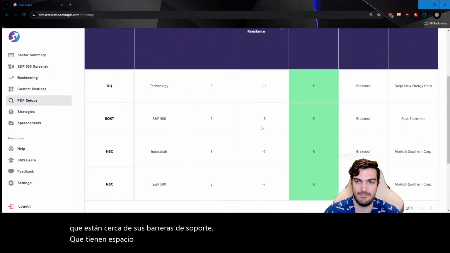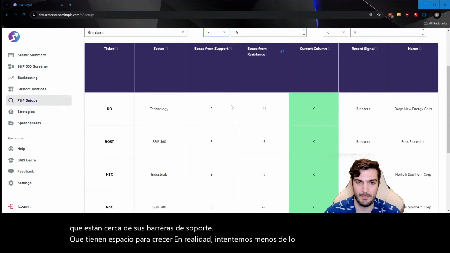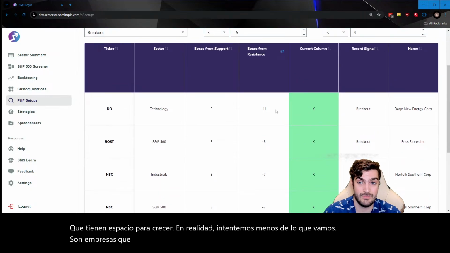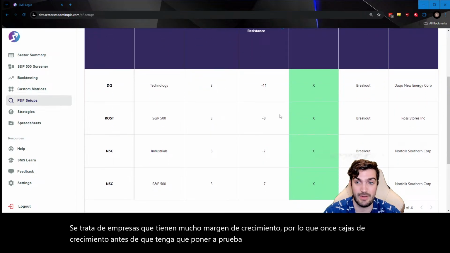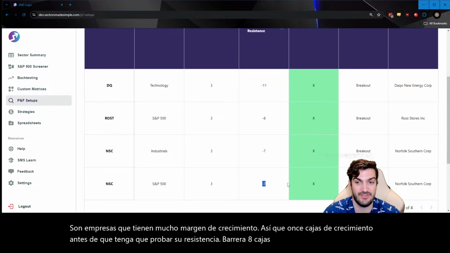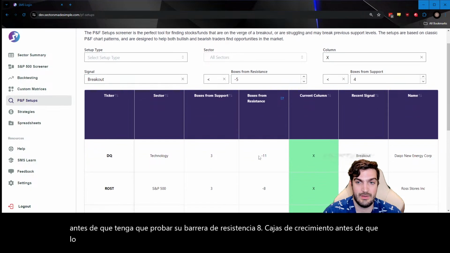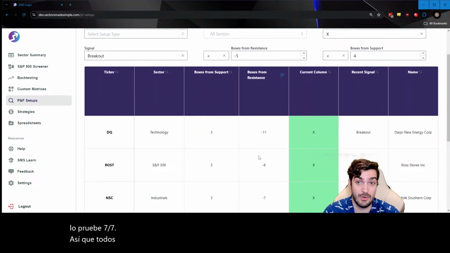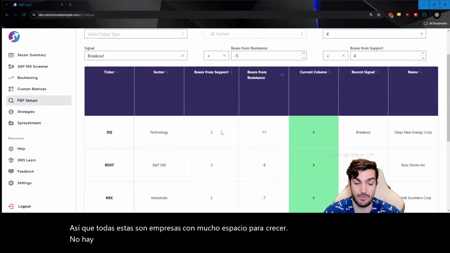Actually, let's try less than. There we go. These are companies that have a lot of room for growth. So 11 boxes of growth before it has to test its resistance barrier. 8 boxes of growth before it tests it. 7. So all of these are companies with a lot of room to grow, not a lot of room to risk before we hit that support barrier.